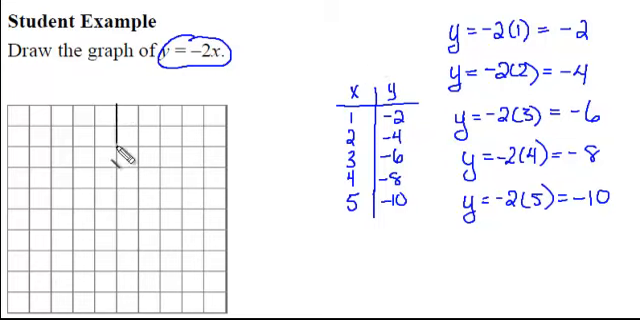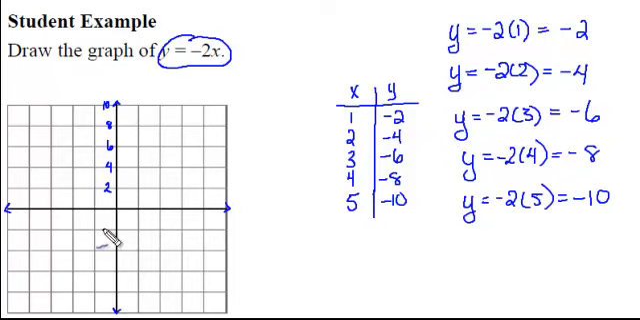Let's draw our axes markers. I'm going to say that each of my squares on my graph counts for 2. So 2, 4, 6, 8, and 10. Draw my arrows on there to show that it continues.